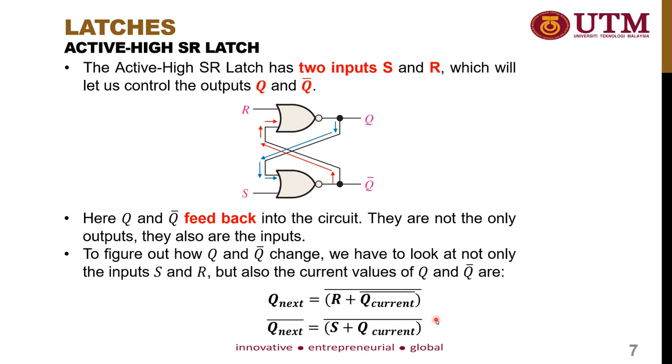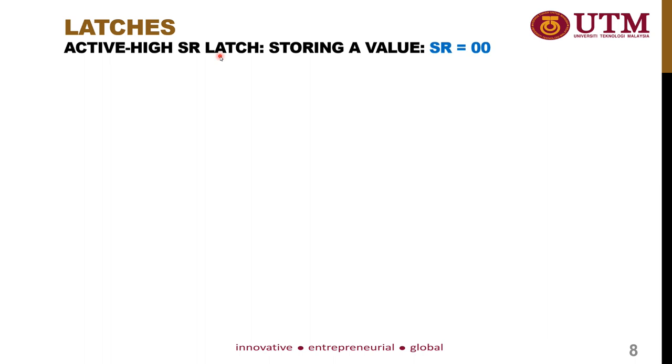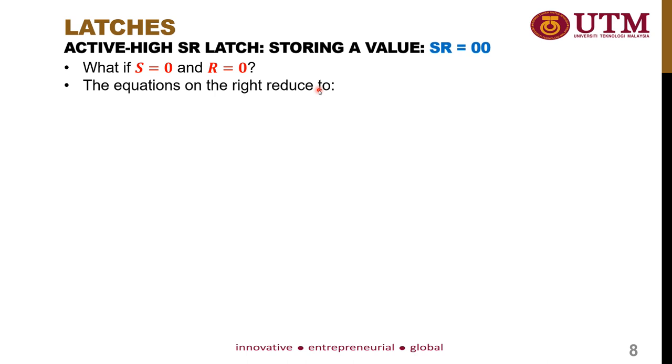Next, let's take a look at each condition of inputs S and R inside an active high SR latch, for you to know how it works. The first condition is when we set S equals 0 and R equals 0. So what will happen? In order to investigate this, we need to substitute the values of S and R into the equations that we got in the previous slide.